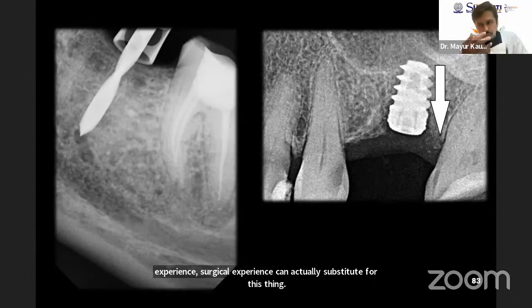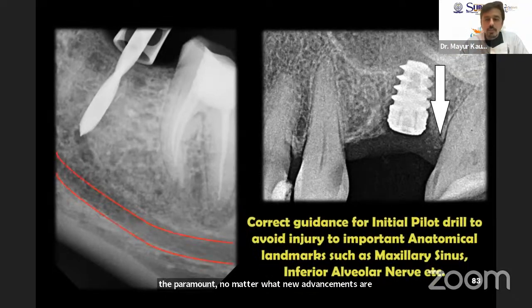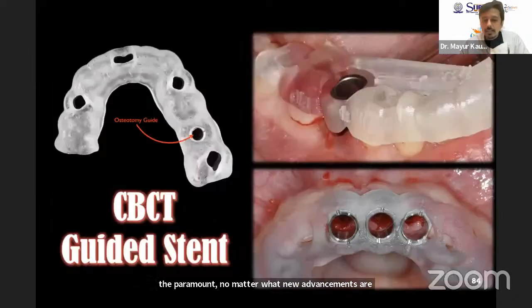But suppose we want to incorporate it, that is good. But what I want to emphasize is at no point of time will real-time imaging be a replacement of your clinical surgical skills. Your clinical experience and surgical skills will be paramount, no matter what new advancements are there in these imaging technologies. So again, correct guidance is a must. CBCT guided stent. Please be very, very, very careful.